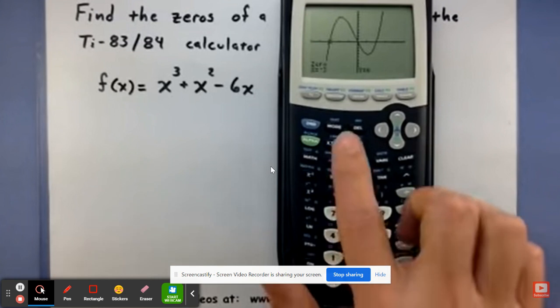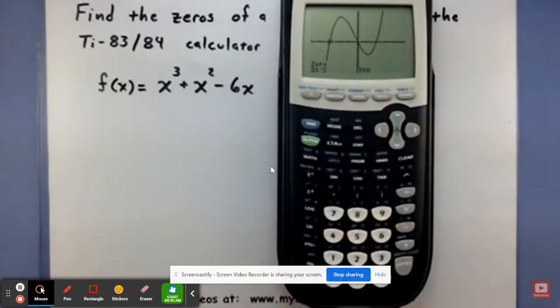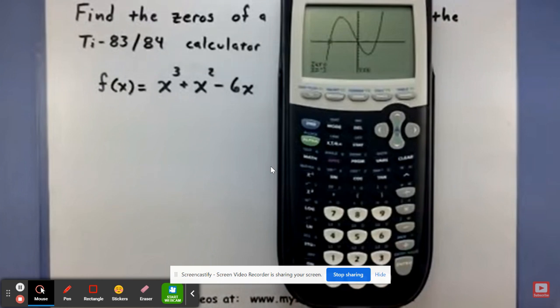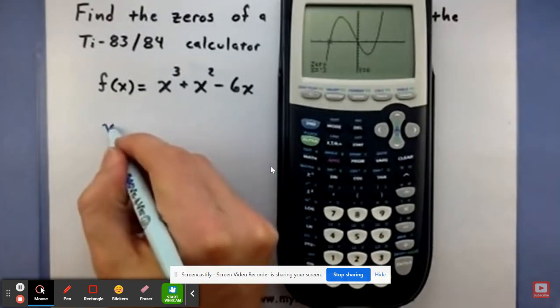Now the calculator will think for it. It actually displays the location of that zero. It gives us an XY coordinate. So here it is telling me that x is equal to, looks like a -3. This is a good idea to write down.